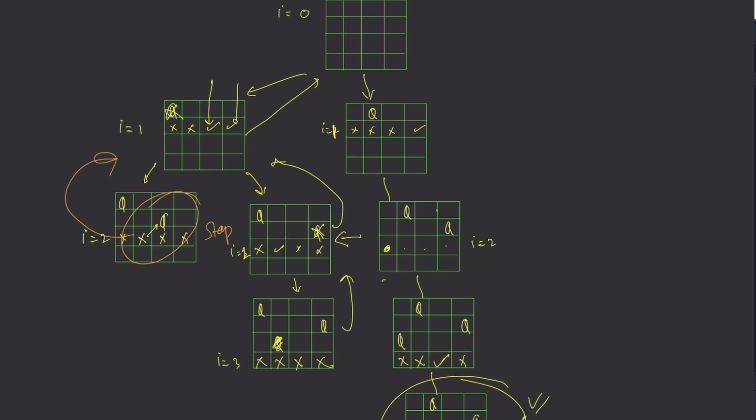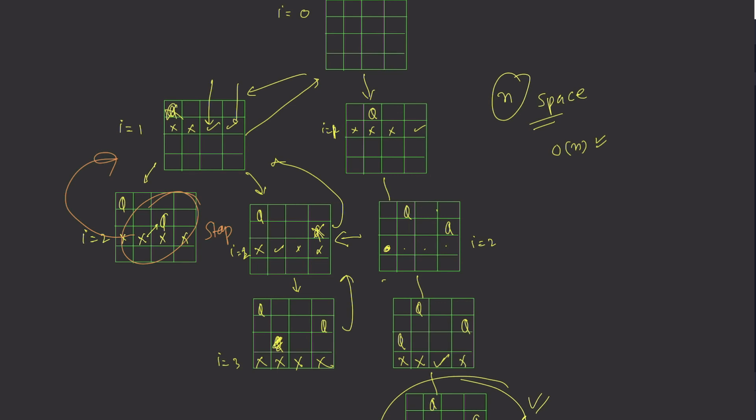Now let us talk about the space and time complexities. So first of all, what is going to be the depth of the recursion tree? What is going to be the height of this recursion tree? So the height will be equal to the number of rows, n. That will be the height of the recursion tree, and we know that the height of the recursion tree denotes the space complexity. Big O of n will be the space complexity because of recursion.